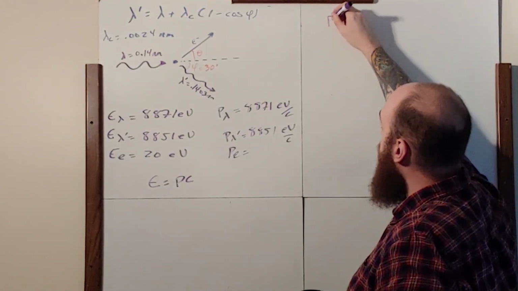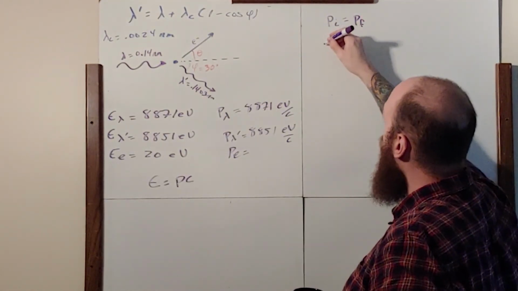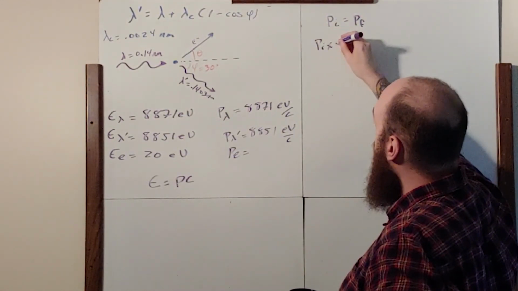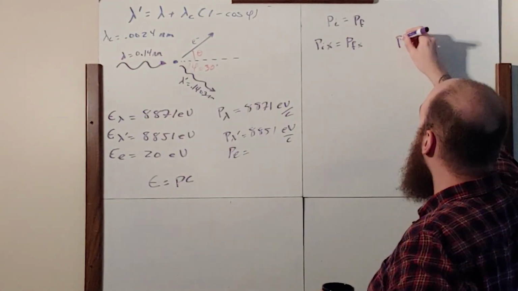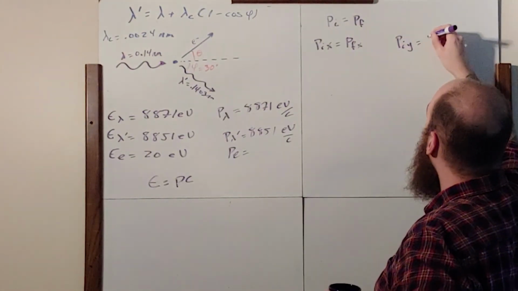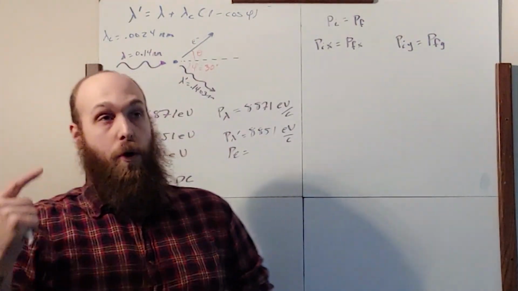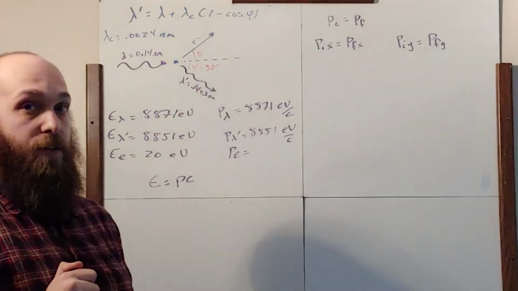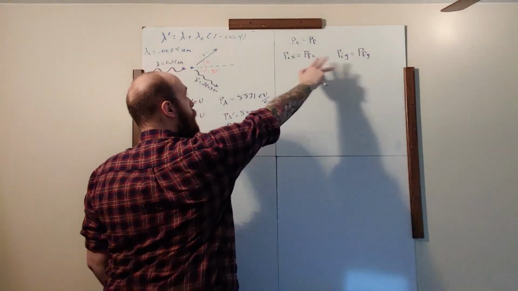Our initial momentum has to equal our final momentum, and that must be true for the x: P initial x has to equal P final x. And it has to be true for the y: P initial y is equal to P final y. So we have to make sure that those two things agree. It's the only way we're going to be able to solve this problem. So this is our plan.